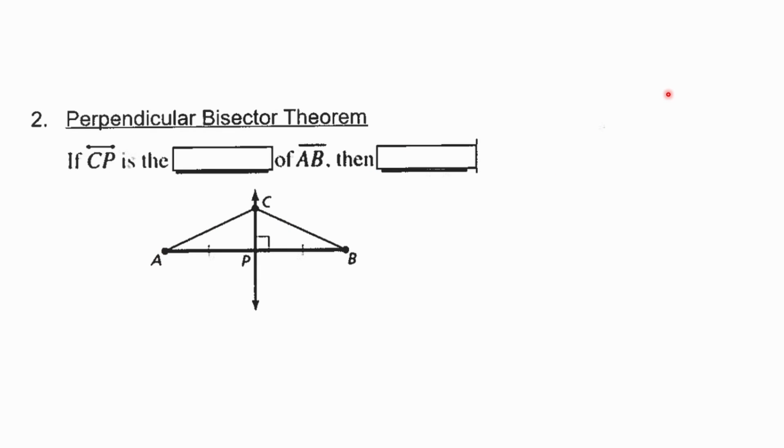Next, we have the perpendicular bisector theorem, something that we can conclude when we have a perpendicular bisector. It says that if CP is the perpendicular bisector of AB, just like we had in our previous slide, then if I connect a segment from A up to this point C here, and another segment from B up to this point C here, these two segments will be equal in length. So let's mark that appropriately. Let's grab our pen. These two are going to be equal in length.